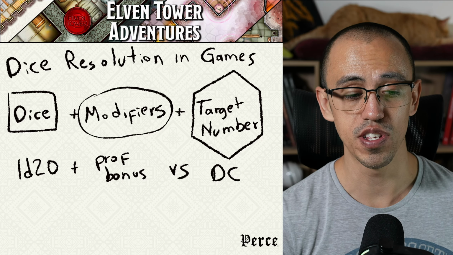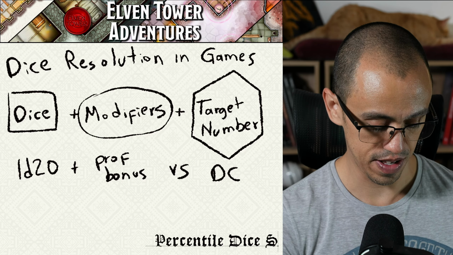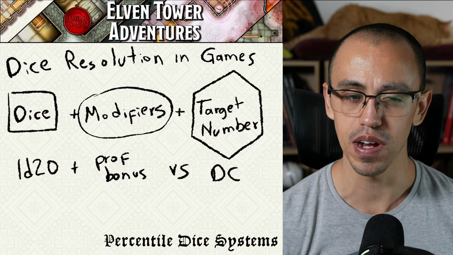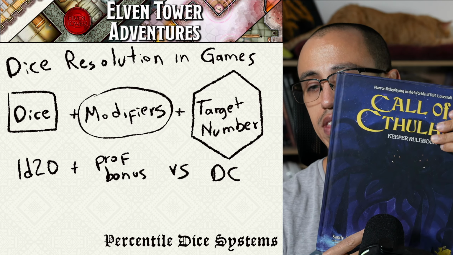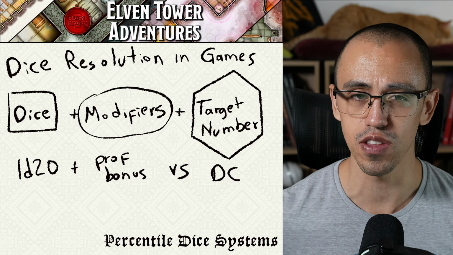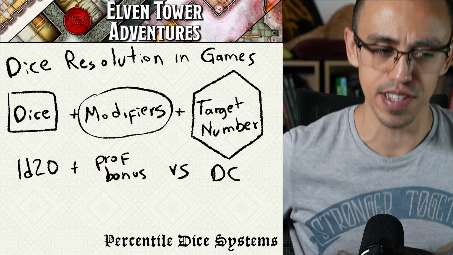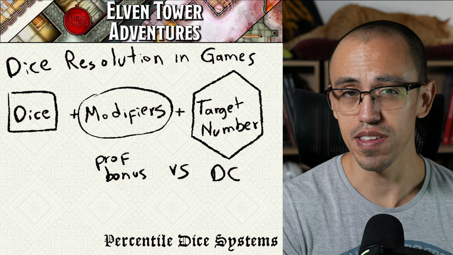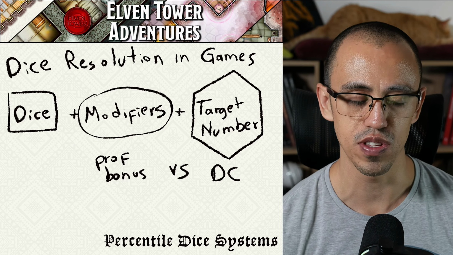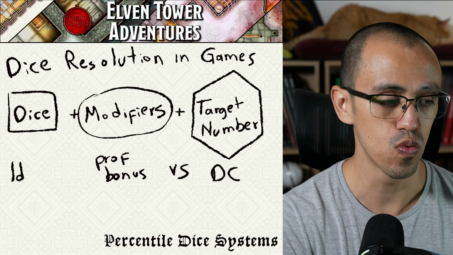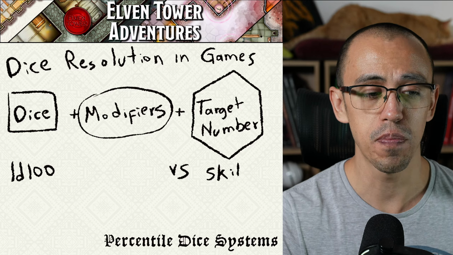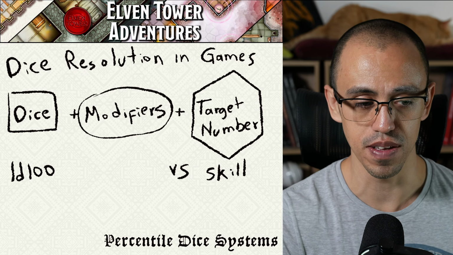Then there's the percentile dice systems. These would be games like Basic Role-Playing System, BRP, like Call of Cthulhu 7th edition, RuneQuest, and also games like Mothership, not related to BRP but also with a percentile system. In games like this, all your skills and stats are graded from 0 to 100 because it's all percentile. So you have a 1d100. Usually you get no bonus.